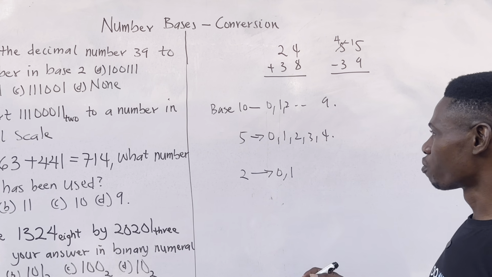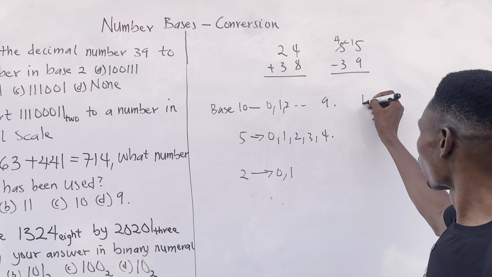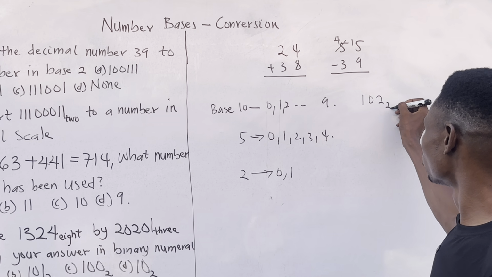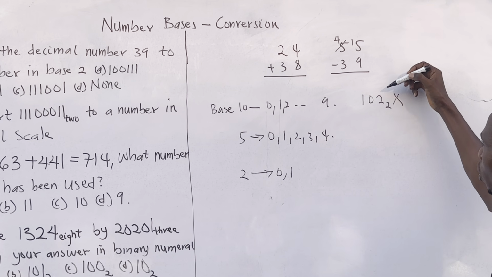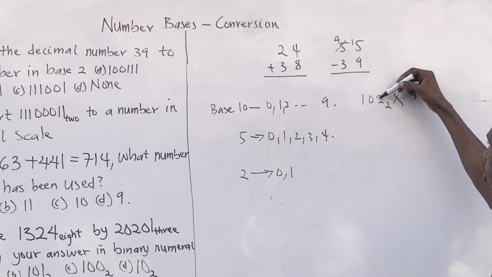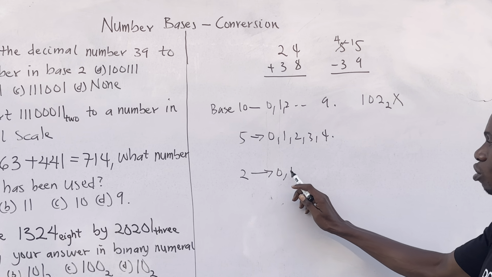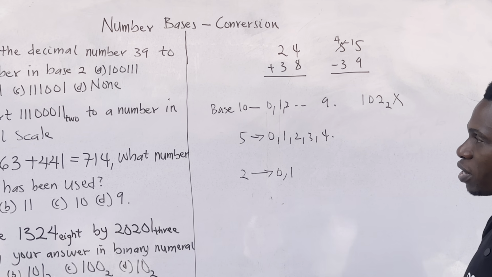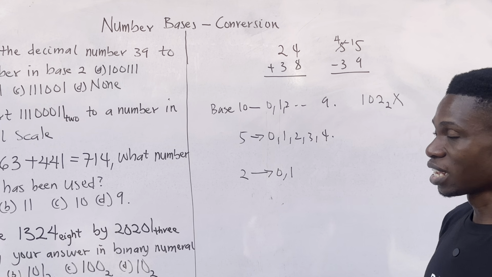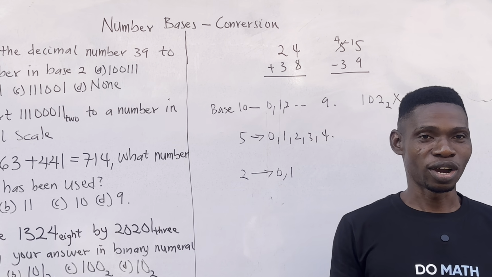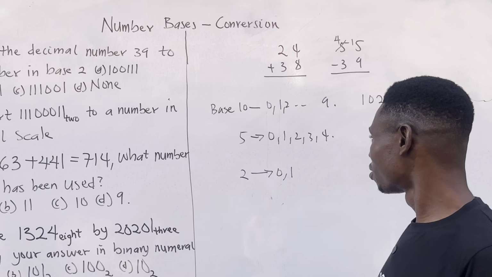So if you're asked to look for, let's say you have 102 base 2, this is wrong because you cannot have 2 in base 2. The only numbers allowed in base 2 are 0 and 1. So that's the first thing to bear in mind. And now let's see how to convert from one base to another quickly, and then we'll start solving our problems.